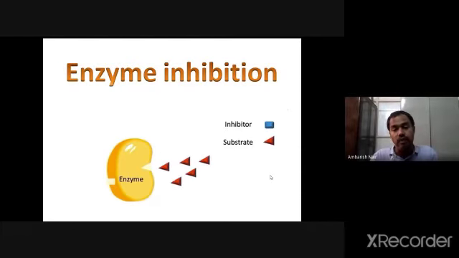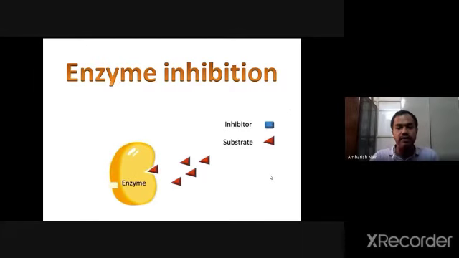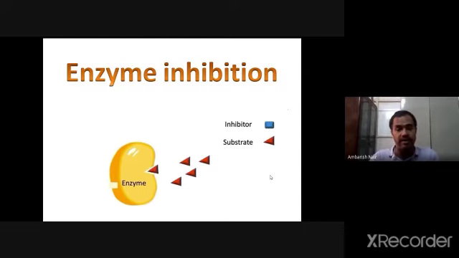So what it forms, instead of enzyme substrate complex, it forms enzyme inhibitor complex. Instead of ES, it forms EI. EI means enzyme inhibitor complex. So this enzyme inhibitor complex cannot be broken to form a product. But enzyme substrate complex can form product and enzyme can be recycled back.